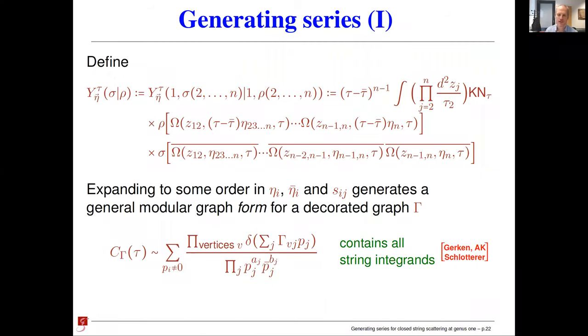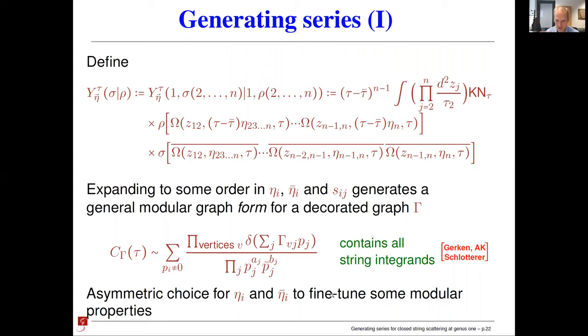Let's see. Okay. So one comment is that this thing is strongly believed, and we have arguments in favor of that, that you can describe all possible string theory one-loop integrands by sums of this type. So in some sense, this thing here, expanded out in the right way, will give you all possible string integrands. And this is really the thing that we are after. We want to understand all these string integrands. And here, yeah, that's what I remembered. So I have the comment that this slightly asymmetric choice with this tau minus tau bar is for fine-tuning some of the modular properties and also simplifying the differential equation.